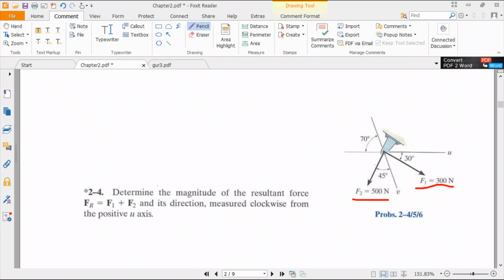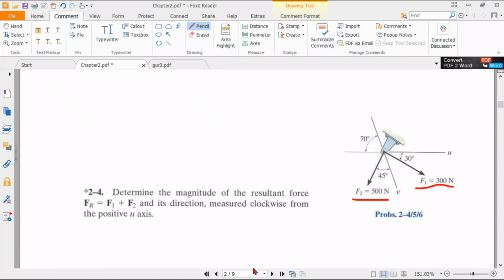So we have two forces, F1 and F2. As you see on the screen, we have an axis u, and F1 makes an angle of 30 degrees in the clockwise direction. Moreover, the v axis makes an angle of 70 degrees clockwise with respect to u, and there is an angle of 45 degrees between F2 and the v axis, again in the clockwise direction.